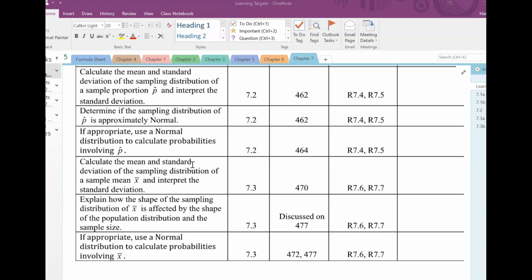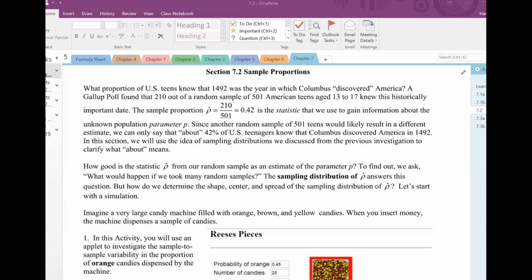So the activity you can find in your OneNote notebook, again, this is section 7.2. So go ahead and flip to that in your OneNote notebook. Here is what the activity looks like.